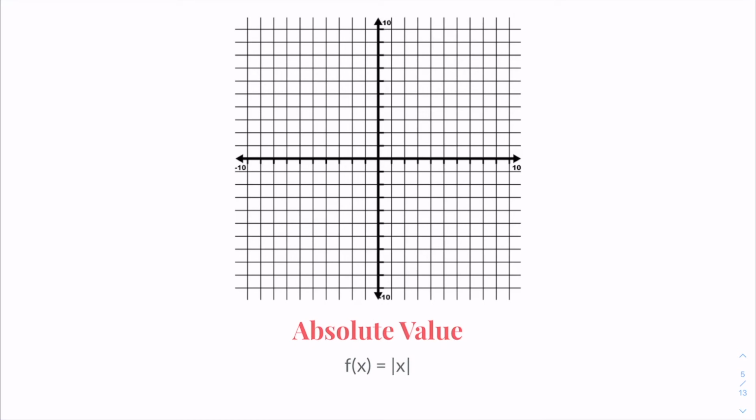Next we have the absolute value parent function. That's f of x equals the absolute value of x, and this is actually a piecewise function made up of two linear functions that meet at a vertex. For the parent, the vertex is at the origin, and then the slopes here are +1 and then -1. Notice that we have a V shape.